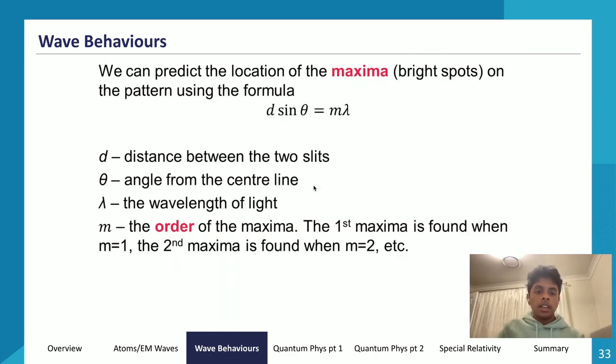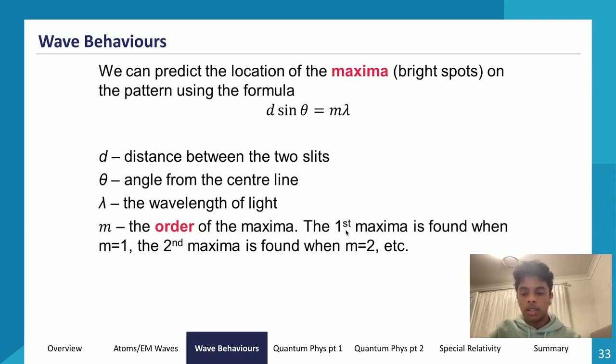So let's look at how to predict the location of the maxima, the bright spots on the pattern, using this formula. The formula that we use is d sine theta is equal to m lambda. Let's break this equation down. d is equal to the distance between the two slits, so it's very small, less than a millimeter. Theta is the angle from the center line. Lambda is the wavelength of the light that we're shining. m is the order of the maxima.